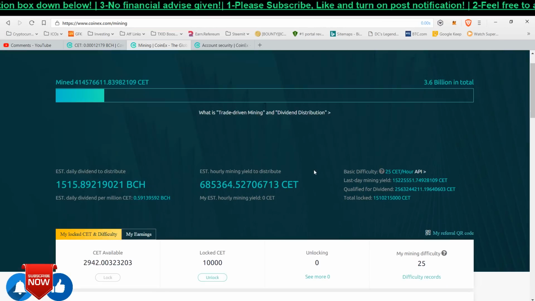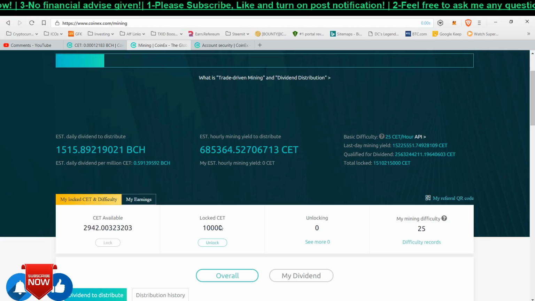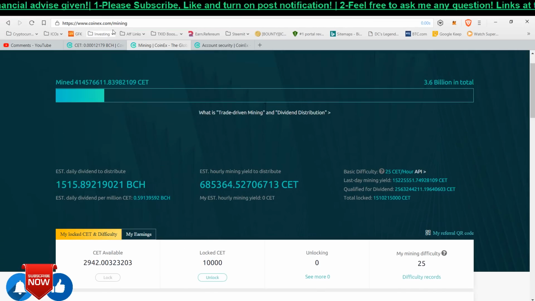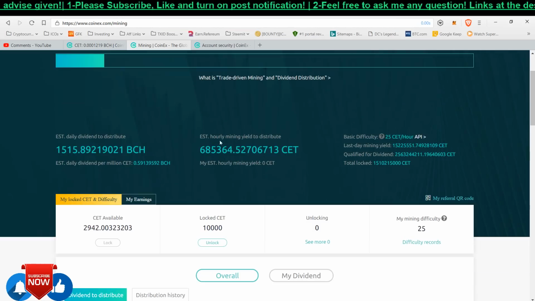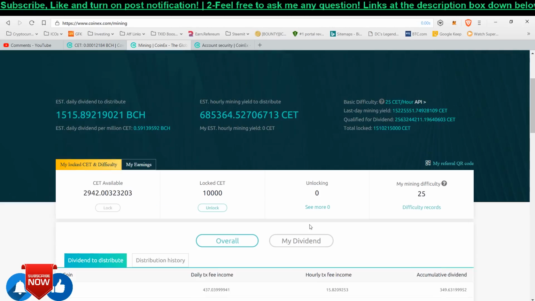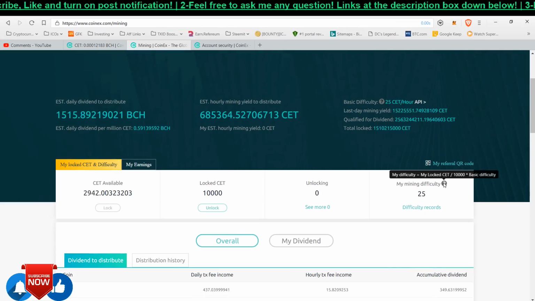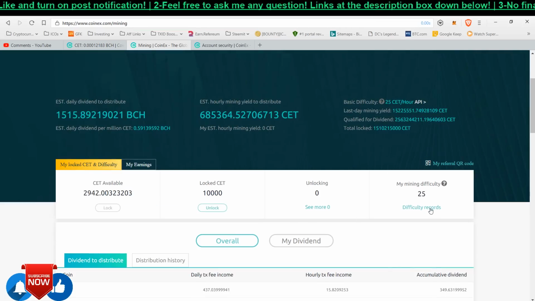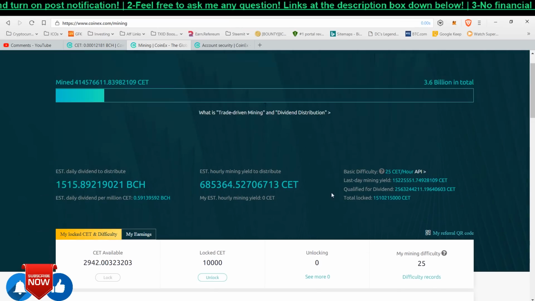So there's a correction that I want to say. The trade dividend mining, it is when you have 10,000 CET token. So as you can see here, I have 10,000 locked on my CoinEx mining URL. As you can see here, it is 1,000 lock, 10,000. So you need to have at least 10,000 CET to get one share, so you can lock your tokens, and from there, you are gonna get some extra CET, depending on the mining difficulty and everything.